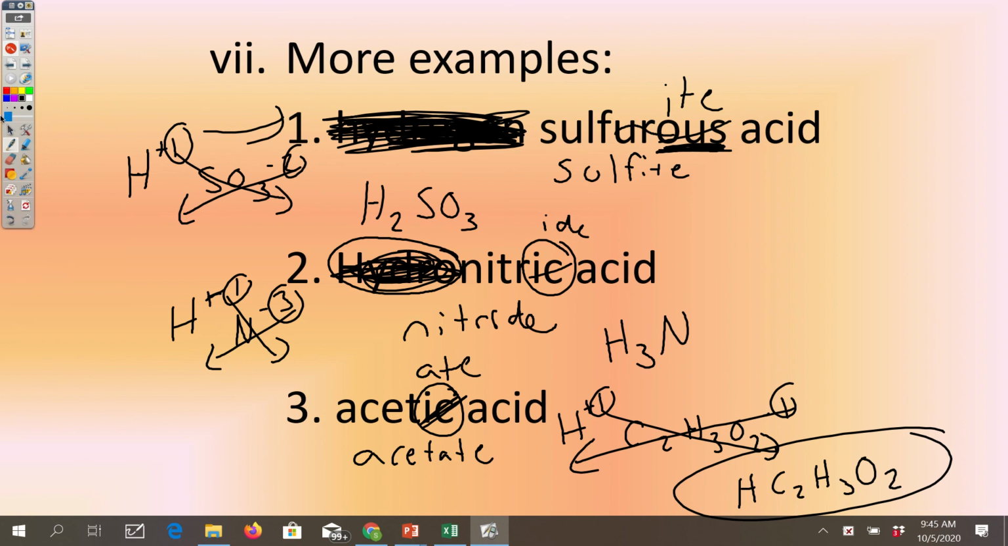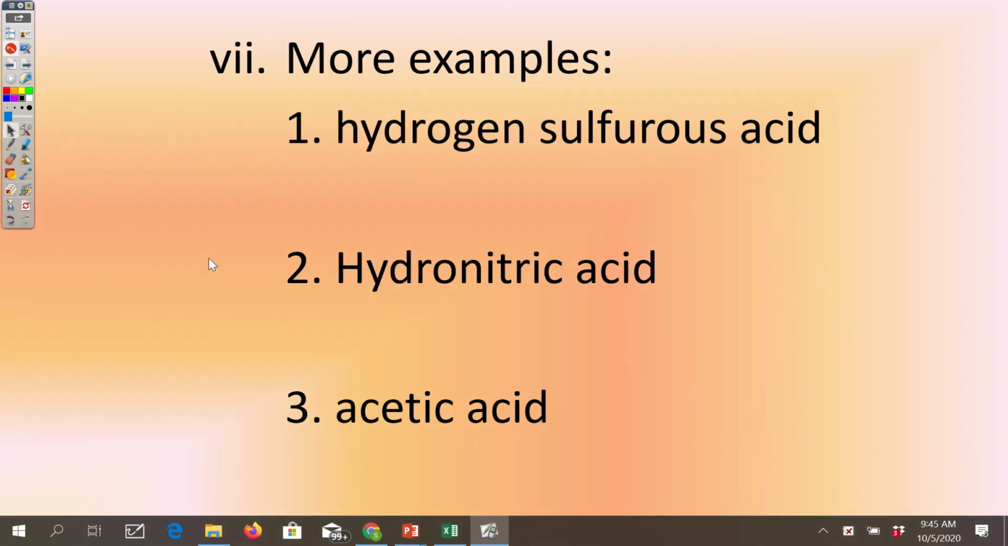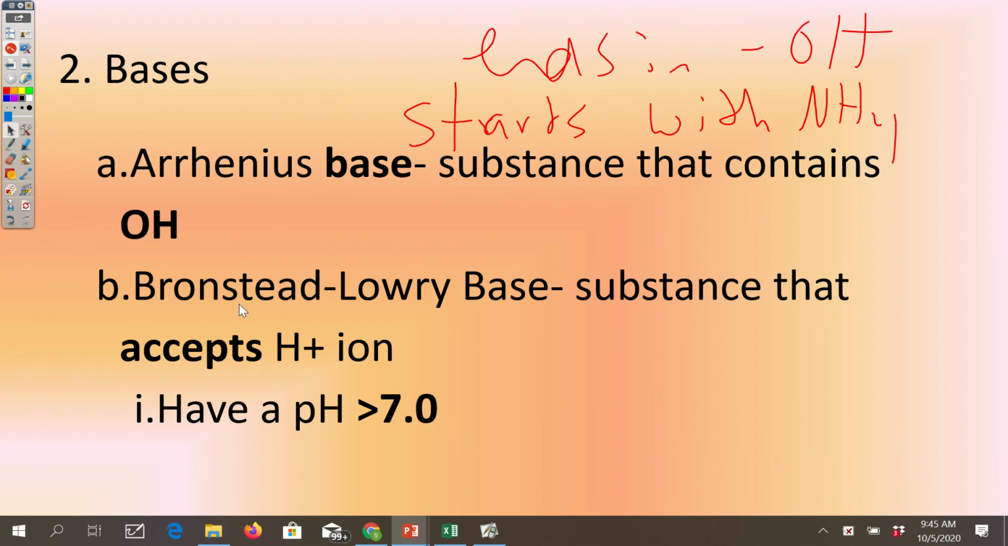And that is your acids. All right, here are bases. So a definition for an Arrhenius base is a substance that contains OH. And Bronsted-Lowry says it's a substance that accepts hydrogen, your H plus ion. All bases have a pH that is greater than 7.